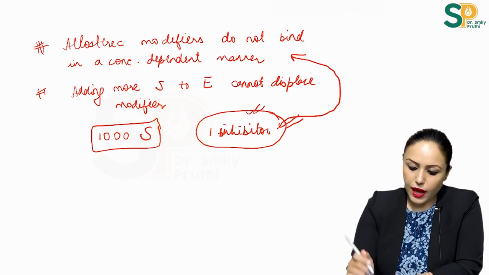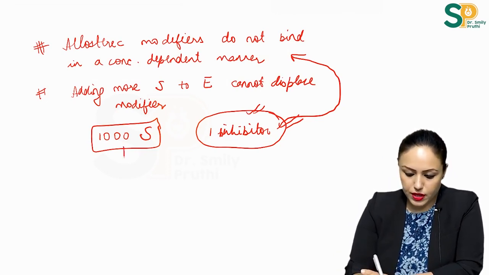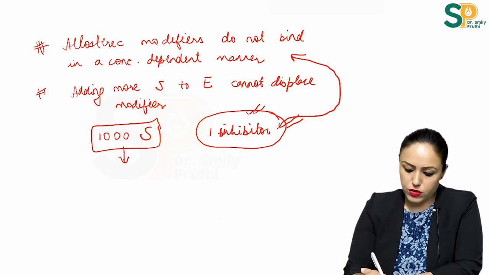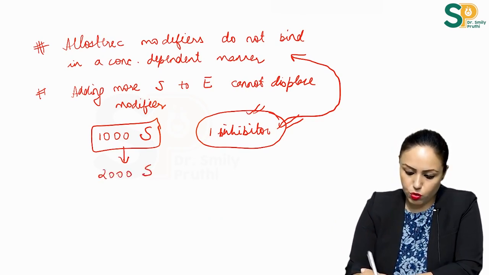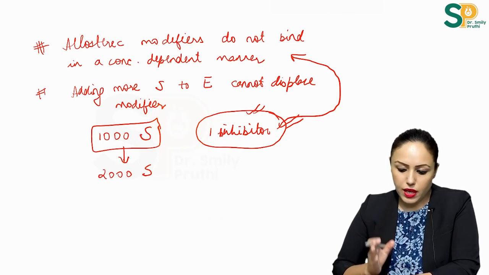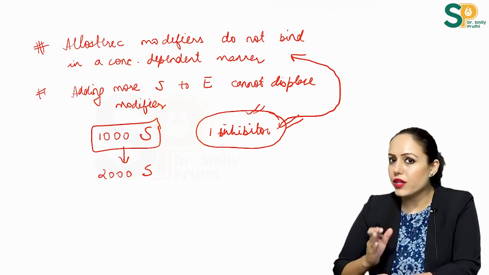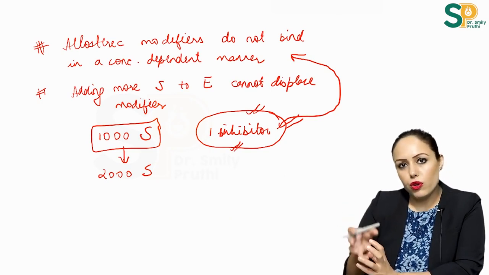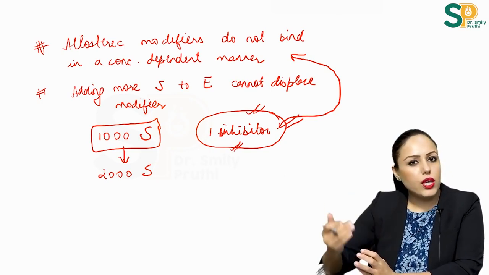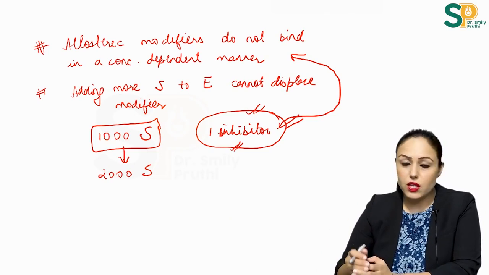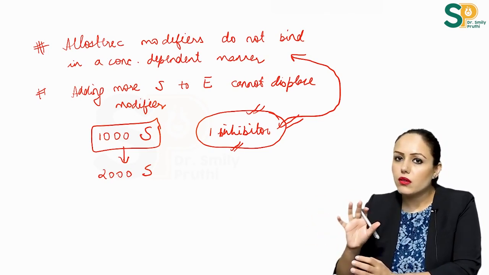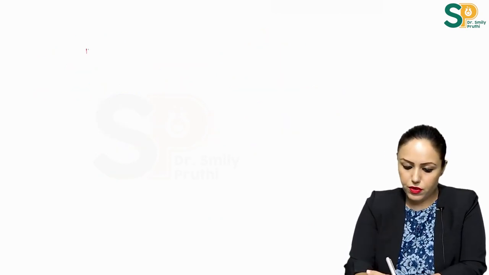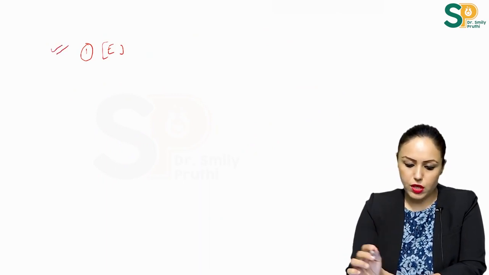Okay. And adding more substrate to enzyme. Let's say earlier 1000 molecules of substrate are present. Now I'm making it 2000 substrate molecules. Can it displace the modifier? No, it cannot displace the modifier. The inhibitor, which is already bound, has changed the conformation of the active site so that the substrate cannot bind here. Okay.